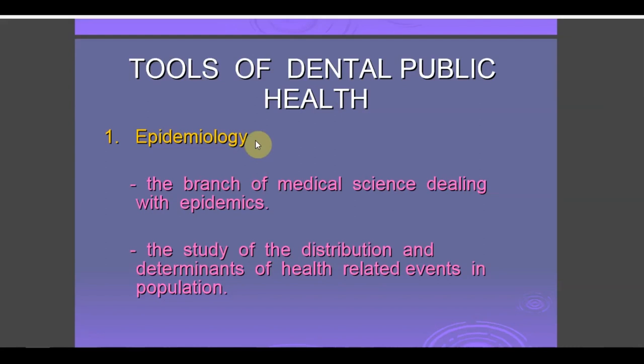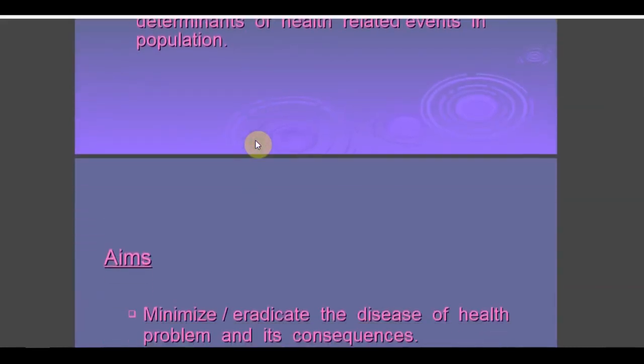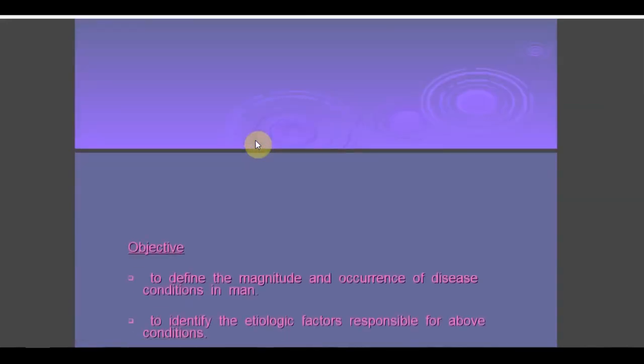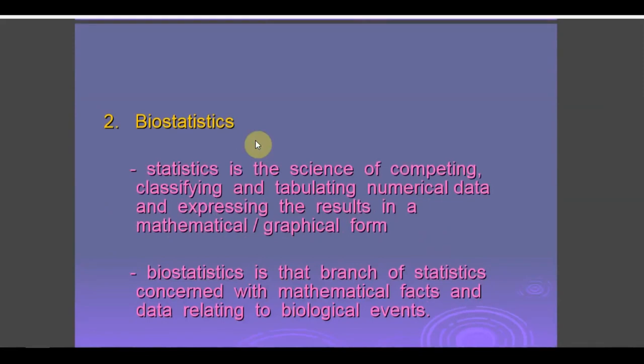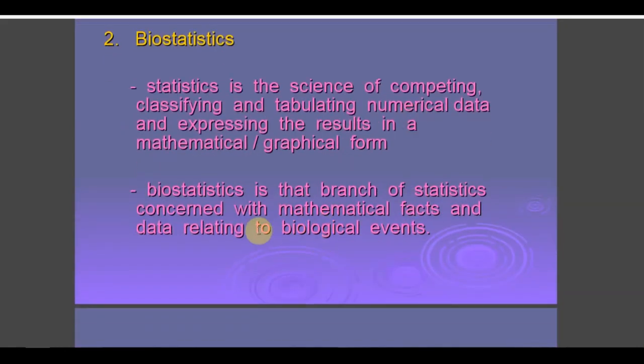The first one is epidemiology. So we know its definition and its uses. We have seen it in detail, so its aims and its objectives we know. The second tool of dental public health is biostatistics. Statistics is nothing but expressing a condition using numbers by classifying and tabulating the numerical data, and we can express it using tables and graphs. It is that branch of statistics concerned with mathematical facts and data relating to biological events. So that is the second tool of dental public health.